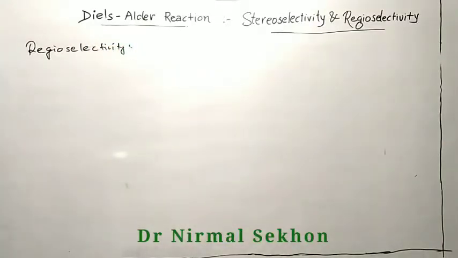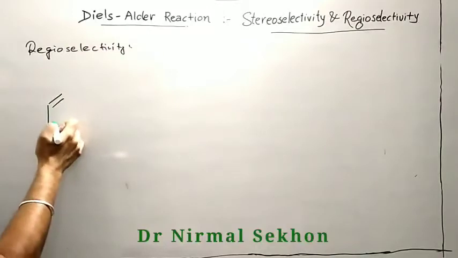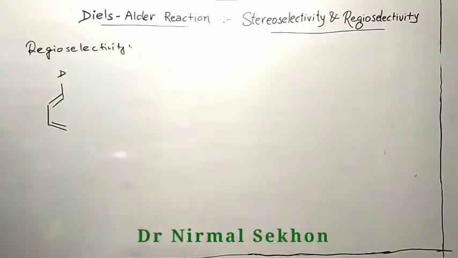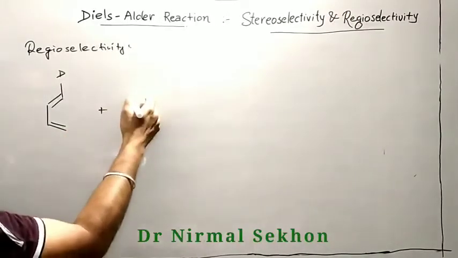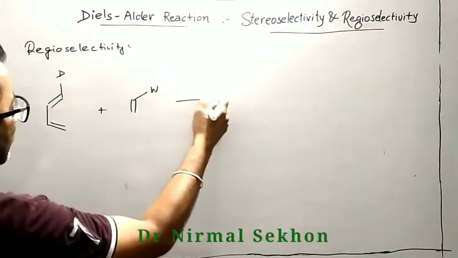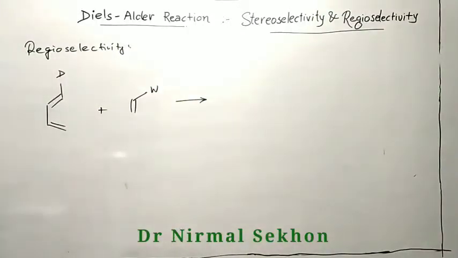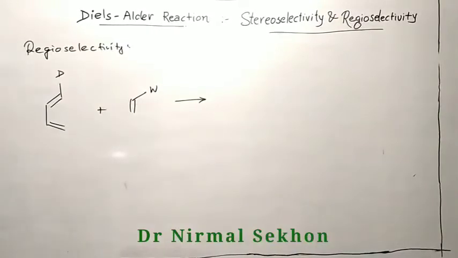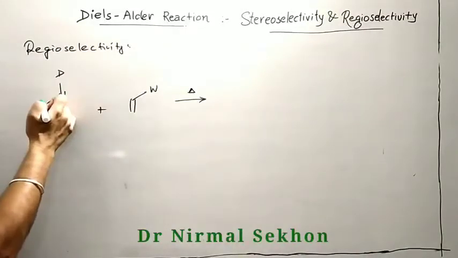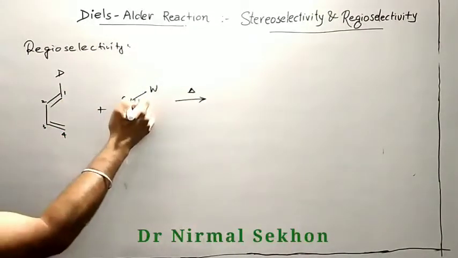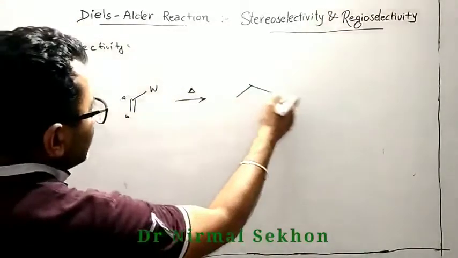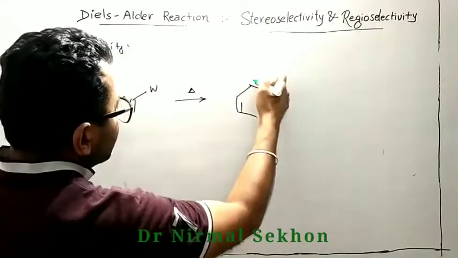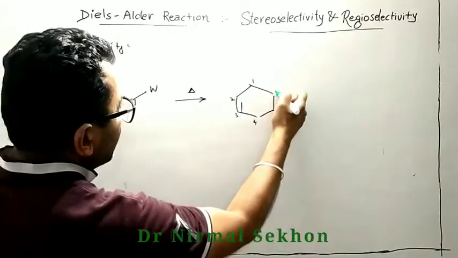Okay, now take an example of this. Suppose we have this diene and we have a D. D means electron donating group. Here we have a W. W means electron withdrawing group. D means electron donating, W means electron withdrawing. So when you heat it, what you get here is, this is your 1, 2, 3, 4, A, B. Take a cyclohexene here. So this is 1, 2, 3, 4, A and B.